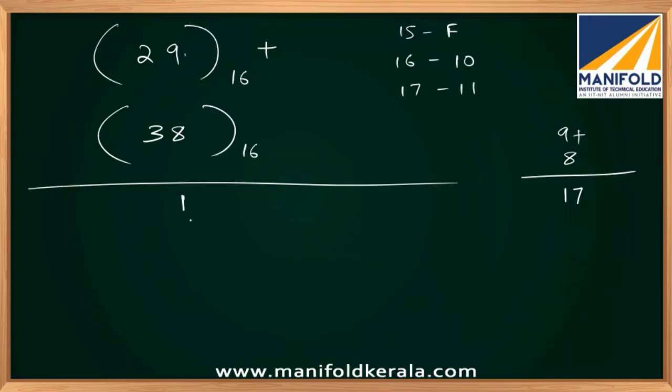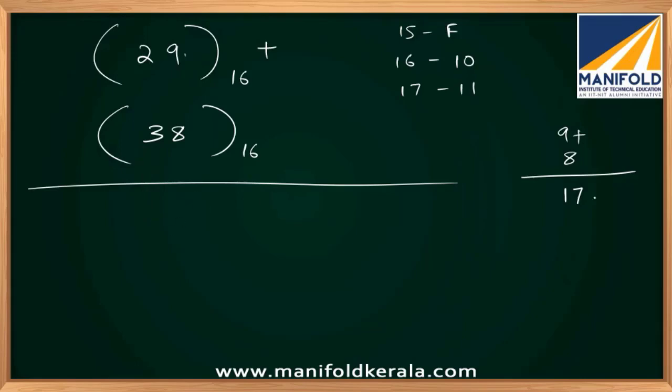Now, how do you get this 1? You have to actually get 17 here, but 17 in hexadecimal is 11. So in this 11, you will keep only this 1 here. And this 1 will go as a carry to the next position.